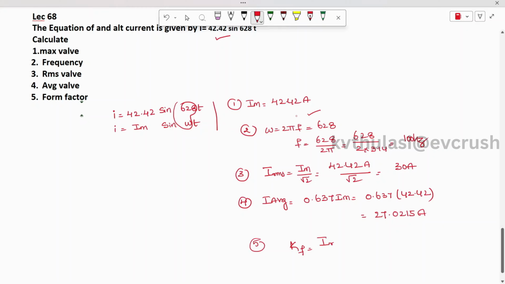After completing that, the fifth bit we require is nothing but the form factor, which is defined as the ratio of I RMS divided by the average value. I RMS value is 30 divided by the average value 27.02. When you do it, the form factor is 1.1, and there are no units for the form factor. This is all about this problem.